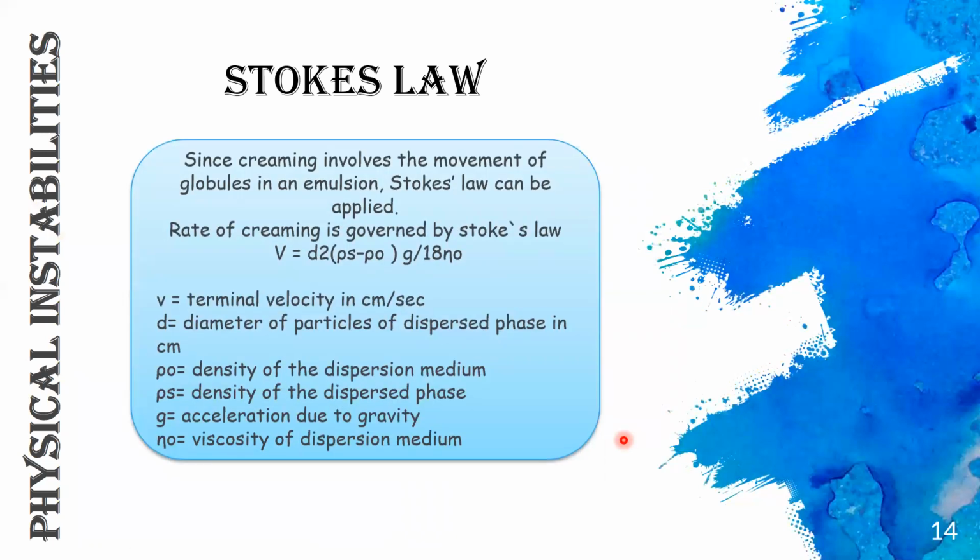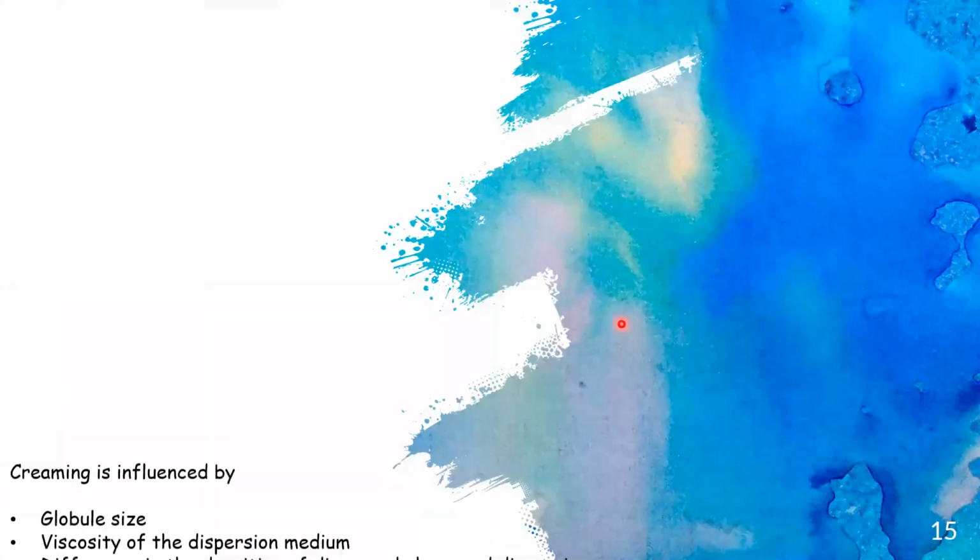So how is creaming affected? This can be determined by Stokes' law. Stokes' law influences creaming a lot, and that can be determined by V equals d squared (ρs minus ρ naught) multiplied by g, divided by 18 η naught, where V is the terminal velocity in centimeters per second, d is the diameter of the particles of the dispersed phase in centimeters, ρ naught is the density of the dispersion medium, ρs is the density of the dispersed phase, g is the acceleration due to gravity, whereas η naught is the viscosity of the dispersion medium.